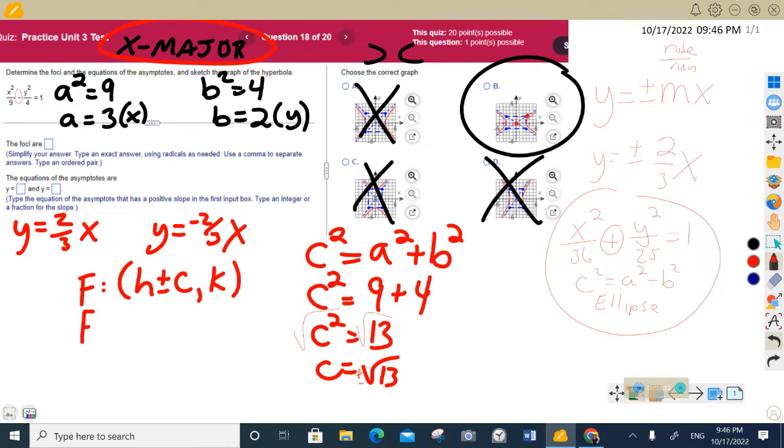Our center was 0, 0, so it's 0 plus or minus the square root of 13, comma 0. Now it wants you to write it as two separate ordered pairs. So up here I'm going to write it as 0, comma radical 13. Nope, back it up. Sorry. 0 plus radical 13 is just radical 13, comma 0, comma, because you have to separate your ordered pairs with a comma, negative radical 13, comma 0. All right, so that one is done.